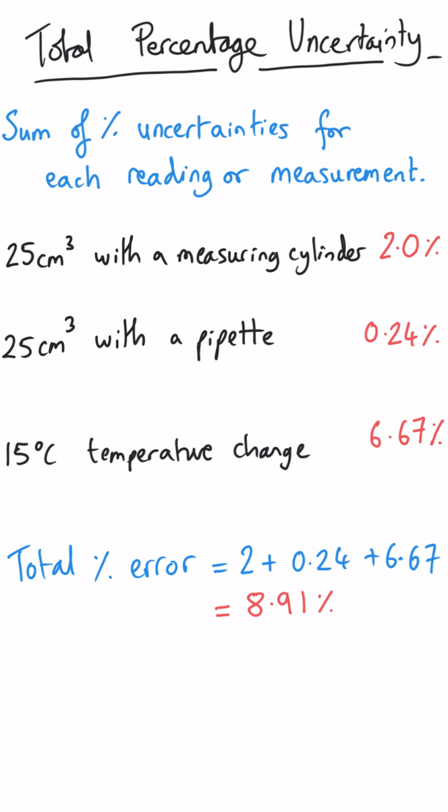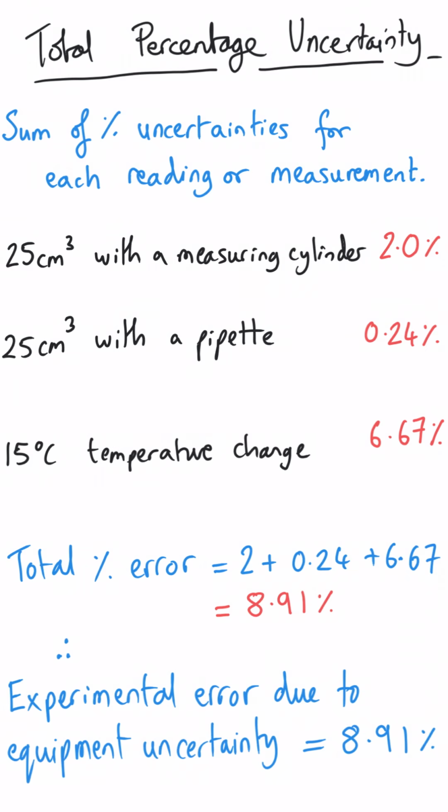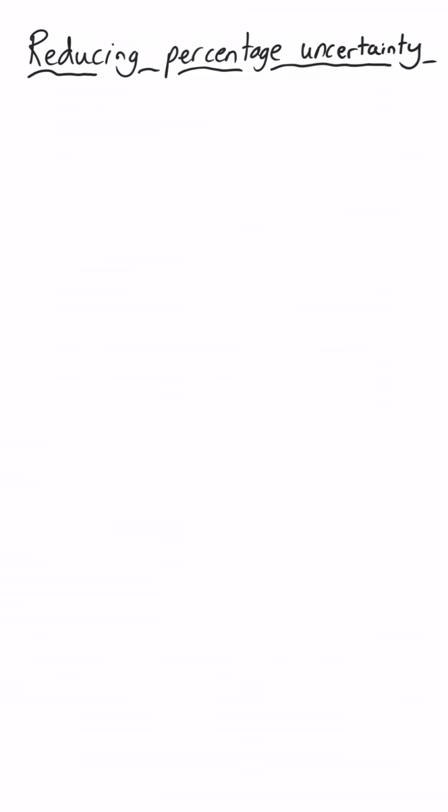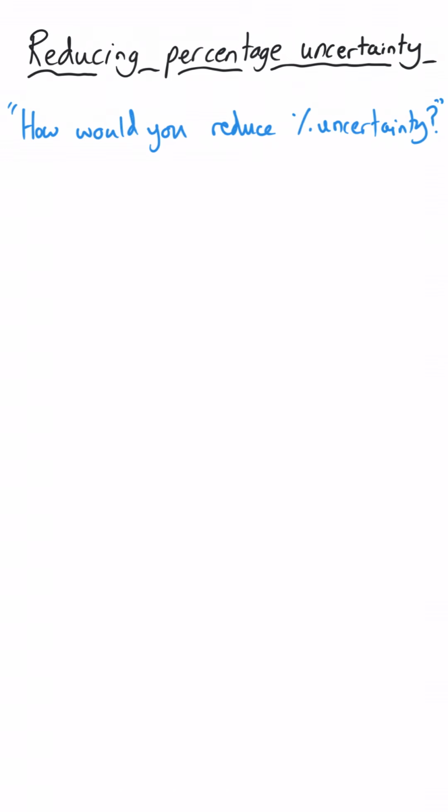And so that means that we've calculated a value, we've maybe worked something out at the end of it, but our equipment is saying that we could be 8.91% out as a result of those three different readings. We can see from looking at those three values that the temperature change has got the greatest percentage uncertainty tied to it, but when you're making multiple different readings in different ways, the total percentage uncertainty is the sum of all those individual values. You can be sometimes asked, how would you reduce the percentage uncertainty for a particular procedure?